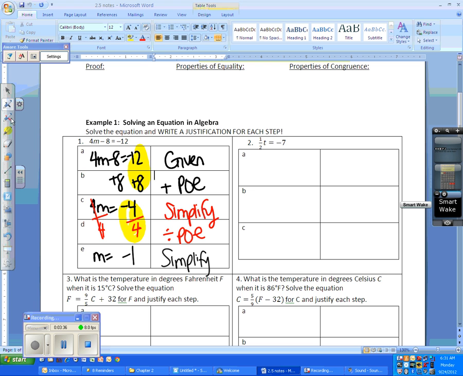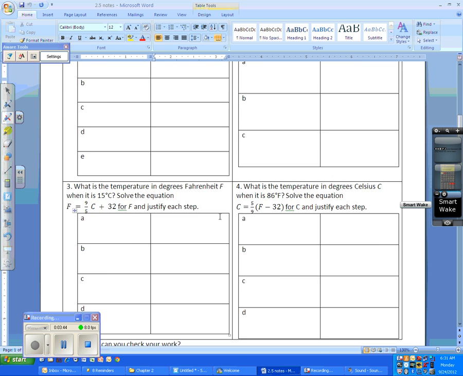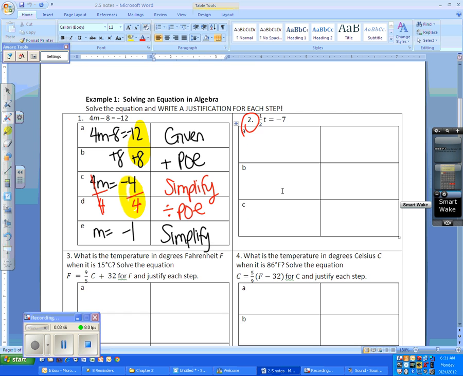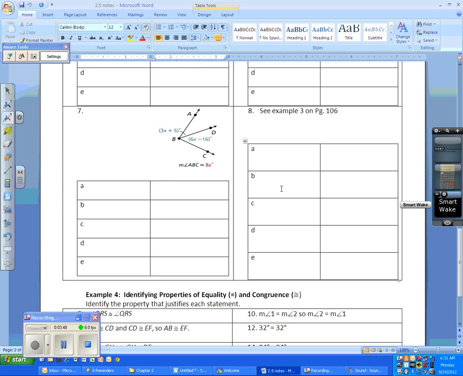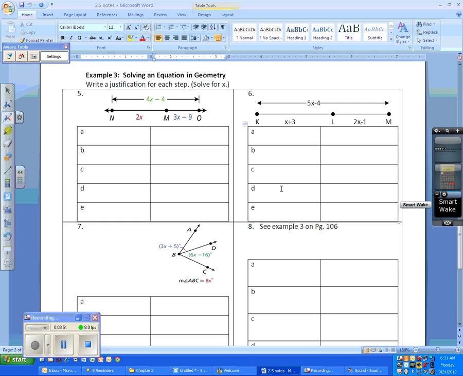Okay, so I want to see if you guys can do number 2 in your notes. Again, there are different ways you can do this. You can have more than 3 steps if you really want to. So this is an introduction into proofs. Okay, let's take what we did in chapter 1, and let's throw proofs in there. So I want you to write a justification for each step, and all I want you to do is solve for x.